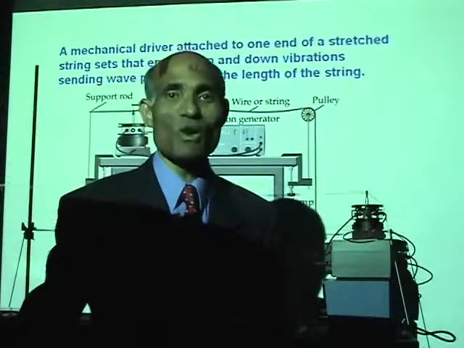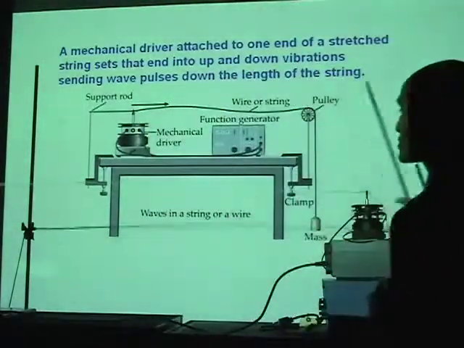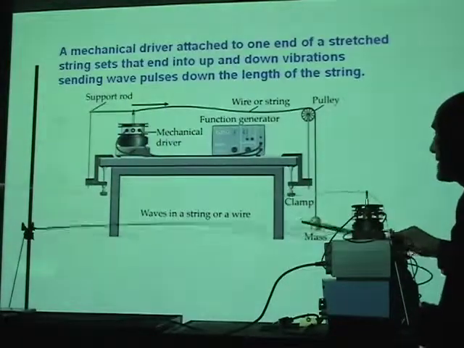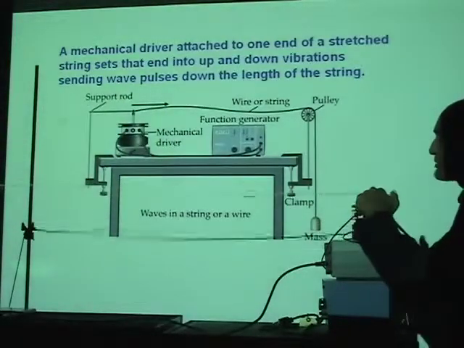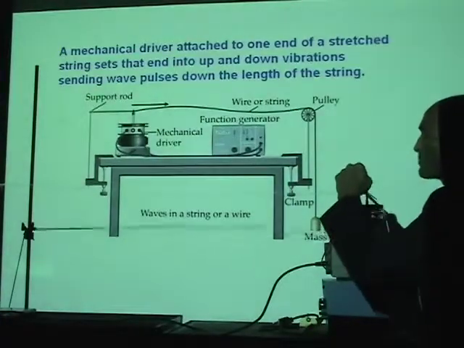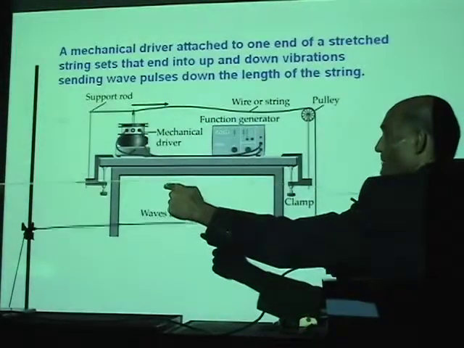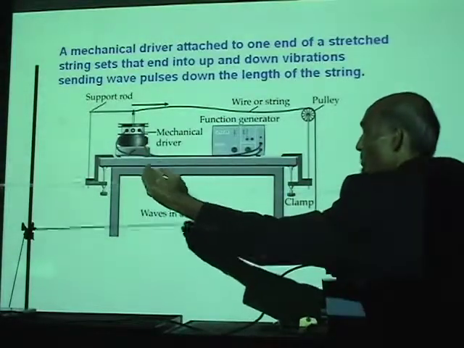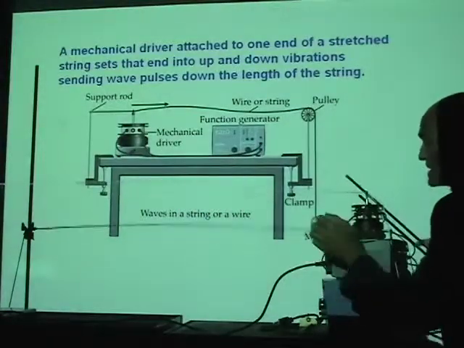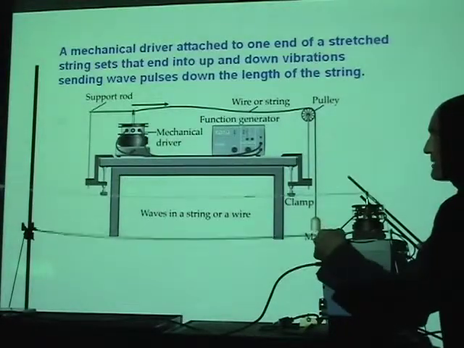Alright, I want you to watch the way this string vibrates. Now look at the shadow on the screen rather than on the string itself. Now what happens is, this is a mechanical vibrator which vibrates up and down with a particular frequency, sending a wave down the string. Now when the wave reaches the other end, it reflects backward. Now let me turn this off and talk about that.